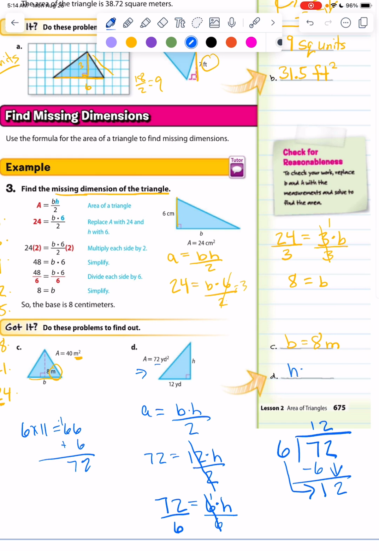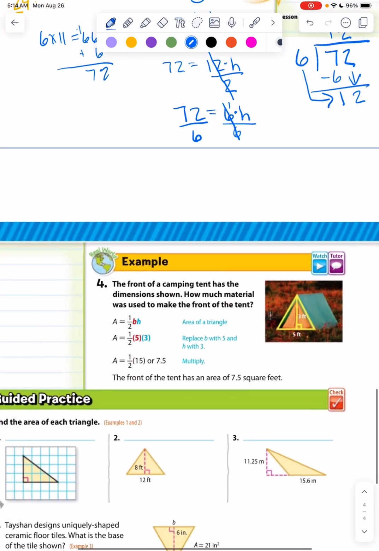The height equals 12 what? 12 yards. Is it squared? No, because it's just the length of the height. It's not the area of the triangle. Let's move on.